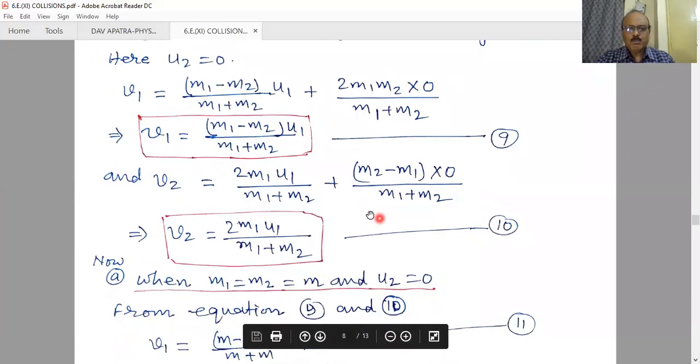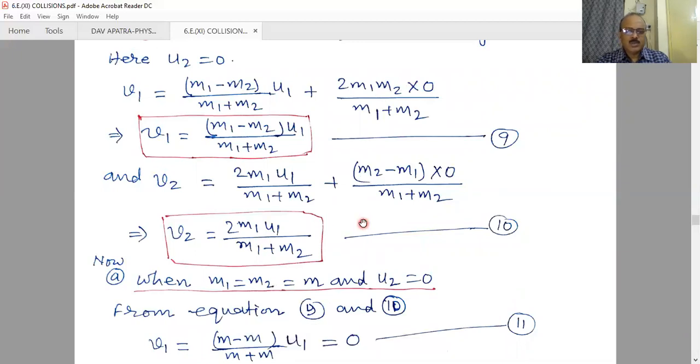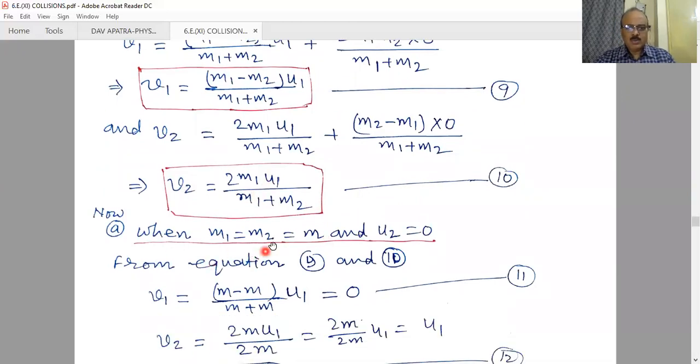That means if you know the two general equations for v1 and v2, in this case also you can solve by putting u2 as 0. The target object, the second object, was initially at rest, but after the collision it will gain some velocity, and that velocity will be 2 m1 u1 divided by (m1 plus m2).